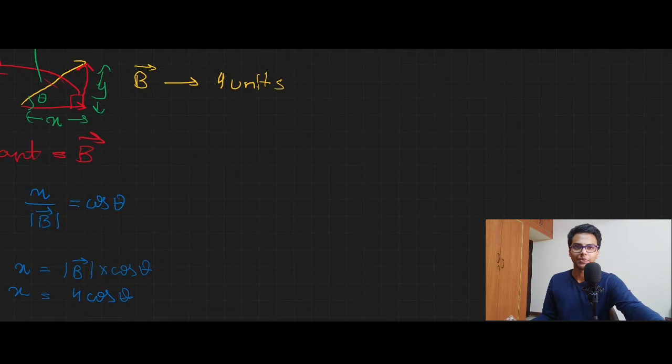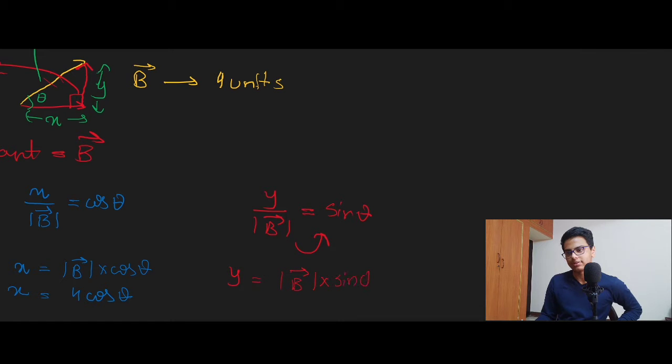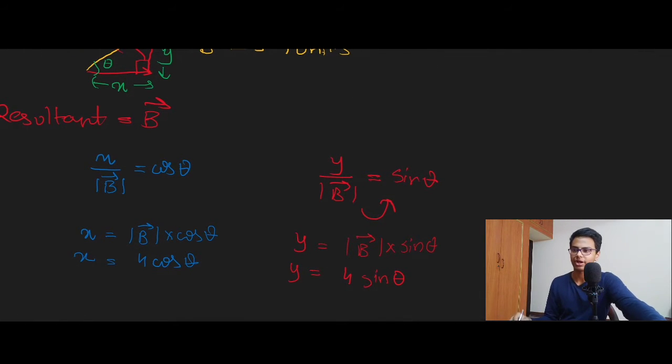Now let's do the same thing with Y. We can write that Y divided by magnitude of B vector is equal to sine theta. Again, we move this to the other side, so we get Y is equal to magnitude of B vector times sine theta. Let's substitute the value, so we get Y is equal to 4 sine theta. Now, here comes the most important part of vectors: here we're going to learn about projection. This end part is actually not important. Even if you didn't substitute this part, it doesn't really matter. You just need to understand it till here.